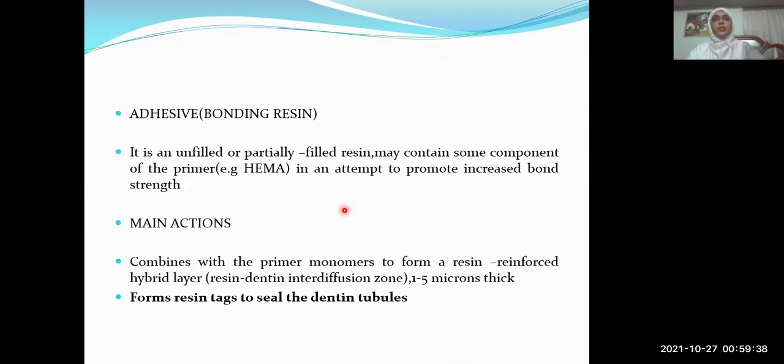So you have etched, you have primed, and now we are going to add the bonding agent. This bonding agent is nothing but an unfilled or a partially filled resin, which will contain some components of the primer, and they help in increasing the bond further. The adhesive or the bonding agent combines with the primer and forms resin tags to seal the dentinal tubules.